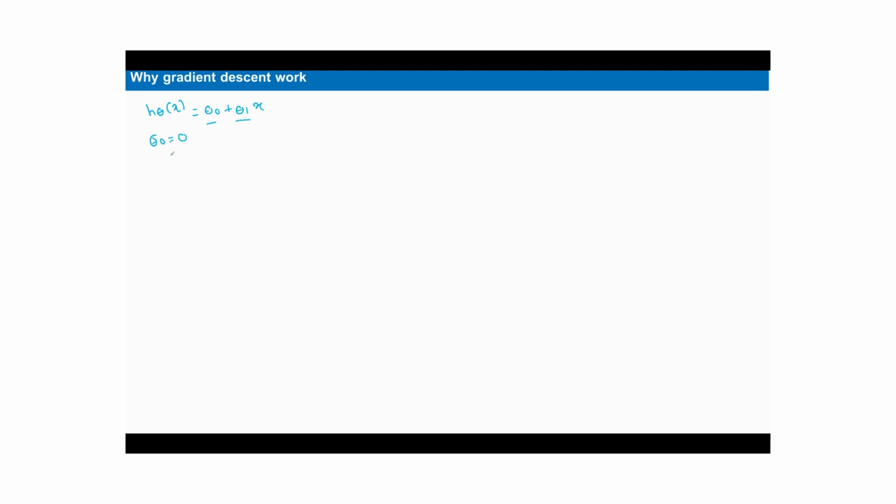So after this update, our h of theta x becomes h of theta x equals theta 1 x. This will become like this. Now I will give the justification for why gradient descent actually works.